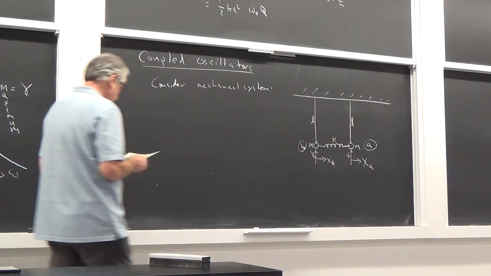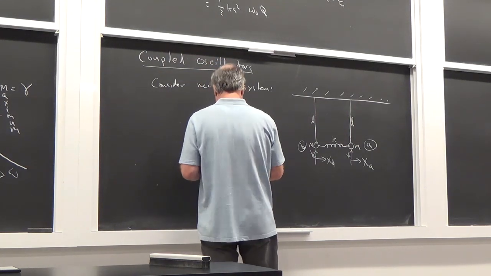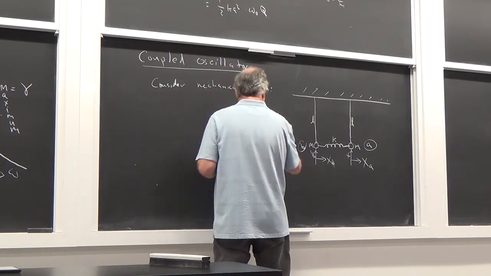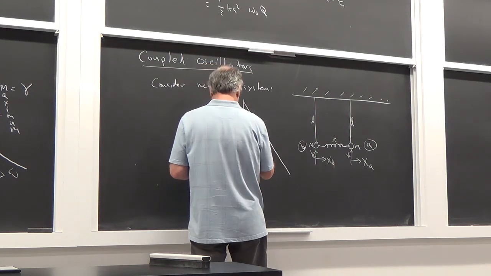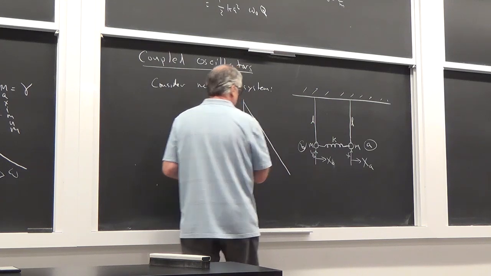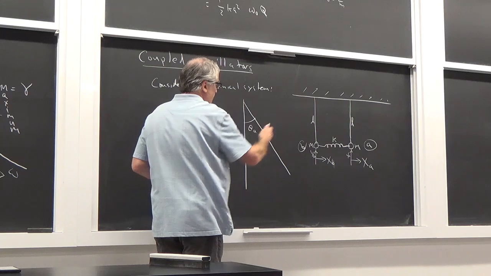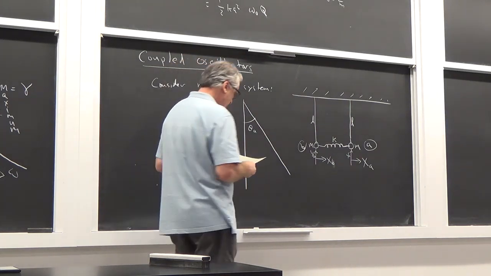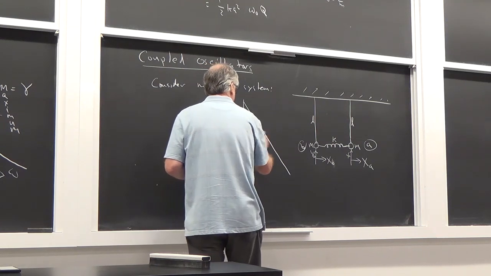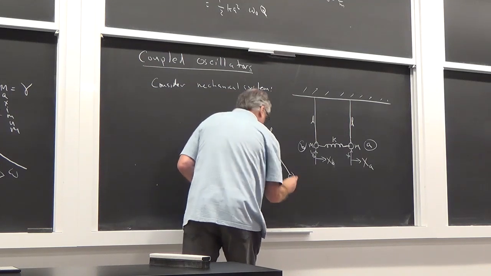So let's think about that. If I draw this out, let's concentrate on mass A for the time being. I'm going to let the angle that it makes to the vertical, to the equilibrium position, be theta sub A. And the lengths are L in both cases, so it's the length from there to up there.